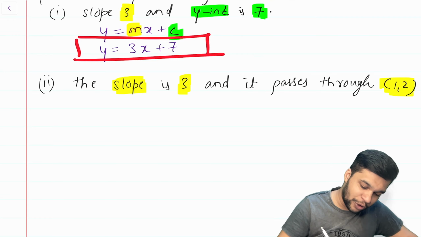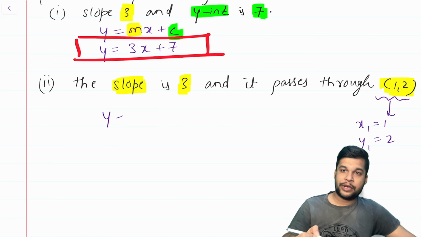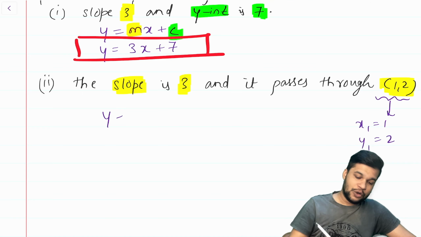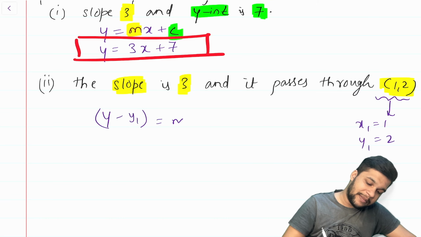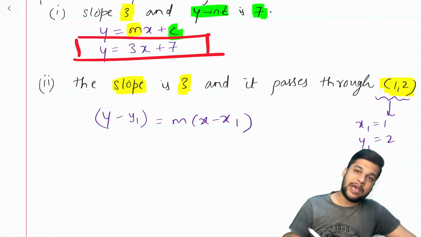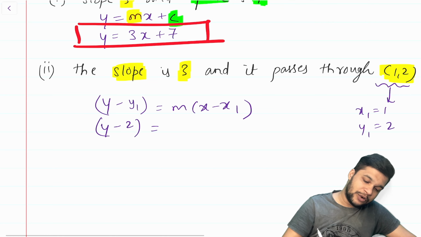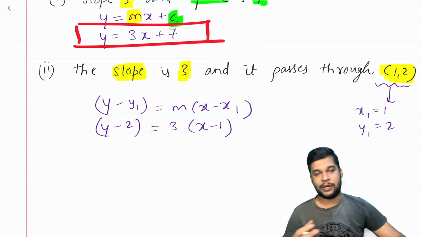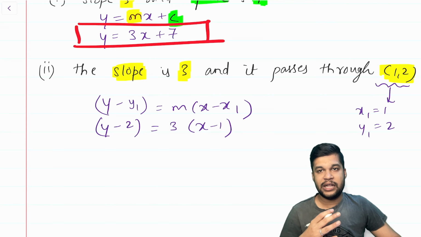So this is going to be y minus y1. If you observe this point over here, x1 is 1 and y1 is 2. So y minus y1 equal to m times x minus x1. So this is y minus 2 equal to, slope is 3, so 3 times x minus 1. Now you can leave the answer here.